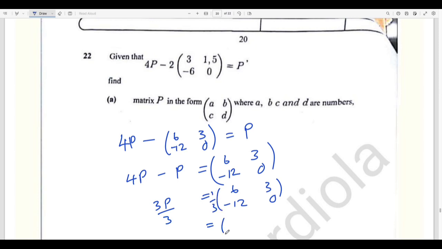Then we are going to get P is equal to, the scalar is going to multiply every term in the matrix. So 1 over 3 times 6 gives us 2.